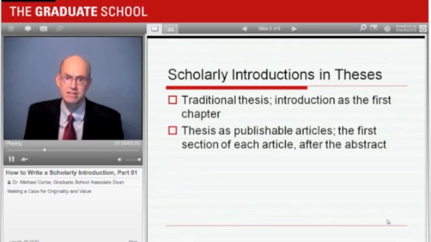The second kind of thesis consists of a set of separable, publishable articles. Each is a chapter, and of course they have shorter introductions because they're typically just article length. Sometimes they will have a general introductory chapter and a concluding chapter.